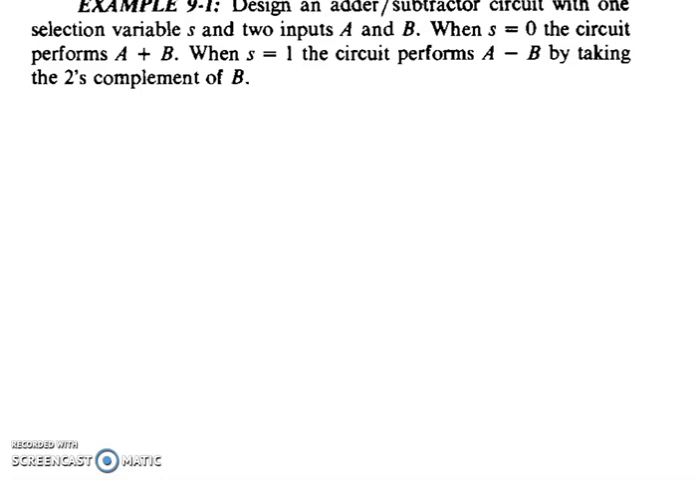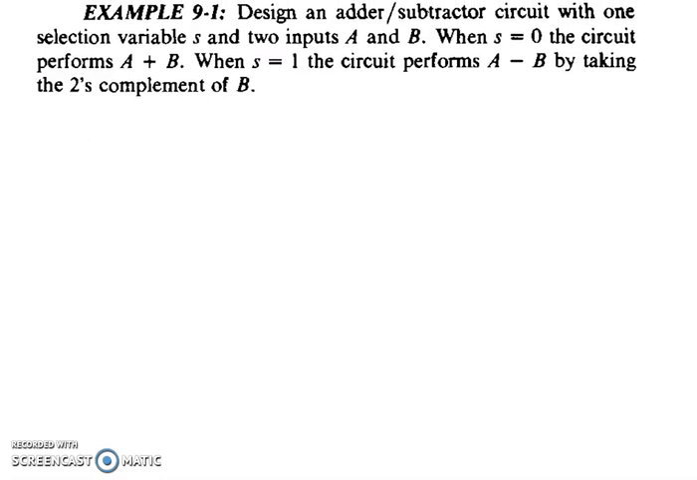Now next, based on the things that we have learned, we need to design an adder or subtractor circuit based on the requirements. Here one example is given. We have a selection variable S and two inputs A and B, and it is defined that when S is equal to 0, it performs the operation A plus B. When S is equal to 1, then the circuit should perform the operation A minus B.